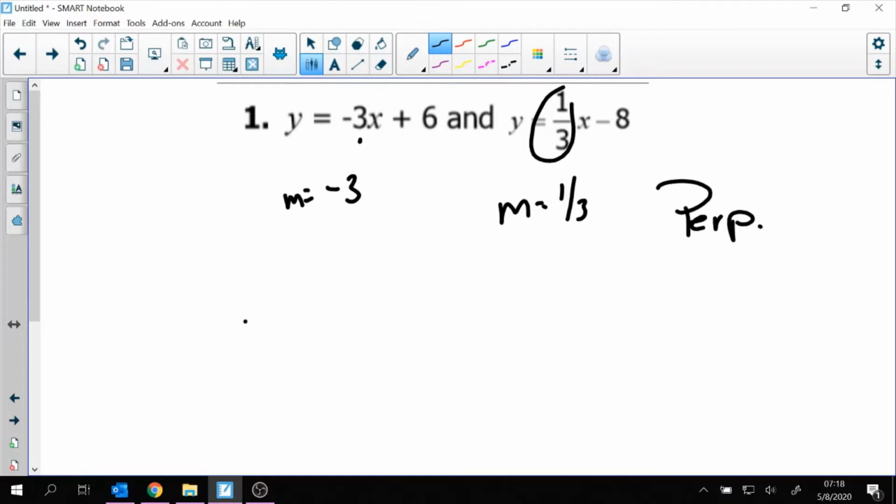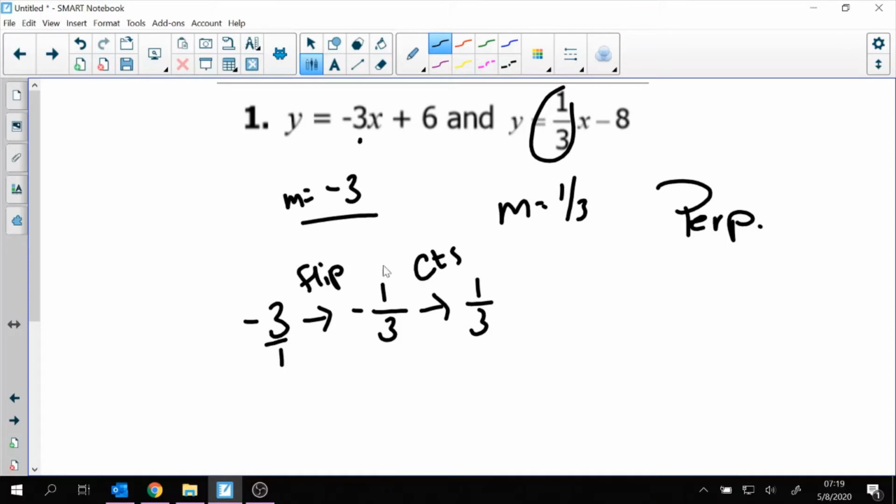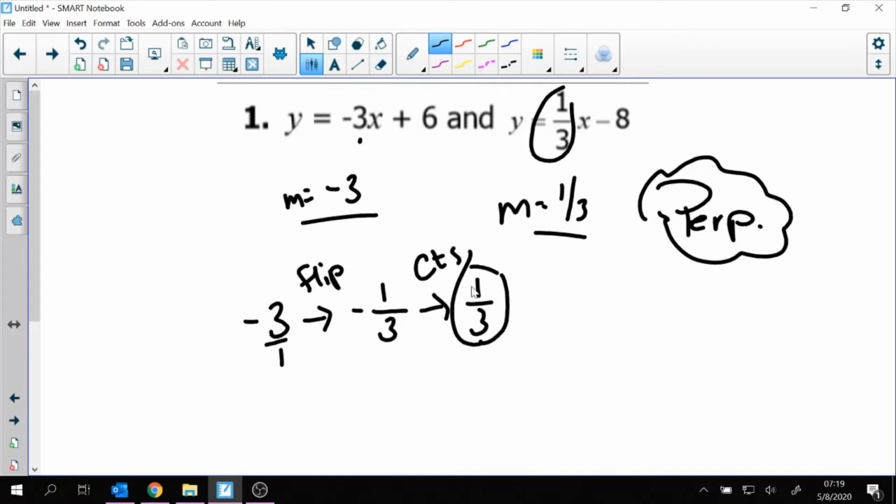Or you could just do the math. So first things first, you flip it. I start with -3, I flip it. That turns into, remember, if there's nothing below it, it's like -3/1. So you flip it, that changes to -1/3. And then change the sign, and you get +1/3. So you notice our original slope, you flip, change the sign, you get the next slope. That means they are in fact perpendicular. So flip it over, change the sign. If they match, that means they are perpendicular. Right? Negative reciprocals.